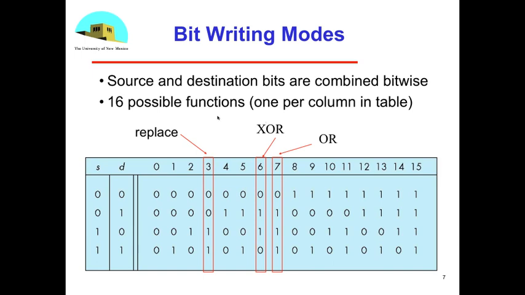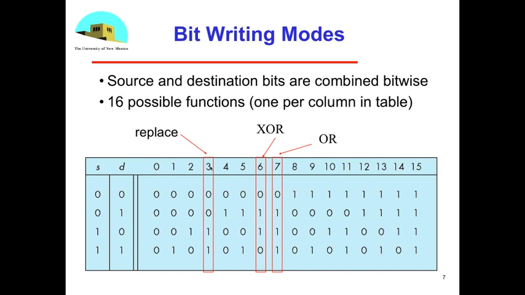Now, of these, most of them are not particularly important, although you could say, if you interpret, say, 0 as black and 1 as white, you could say that column 0 is the right operation of clearing the bit. It's always making it black. 15 would be setting the bit, always making it 1 or white. But the most interesting ones are the 3 that I have here in red.